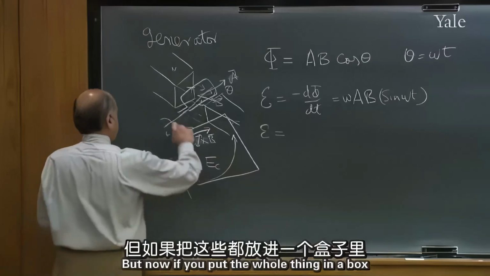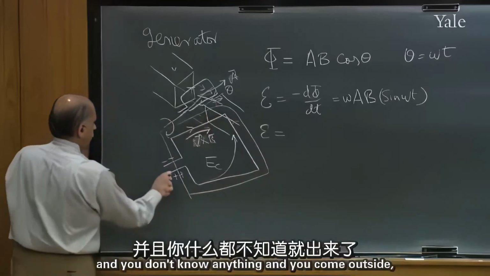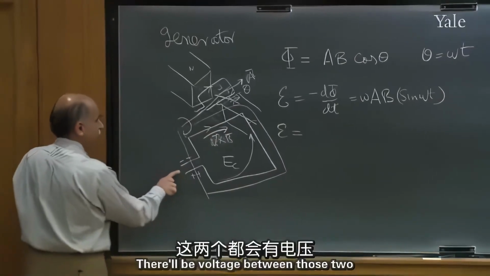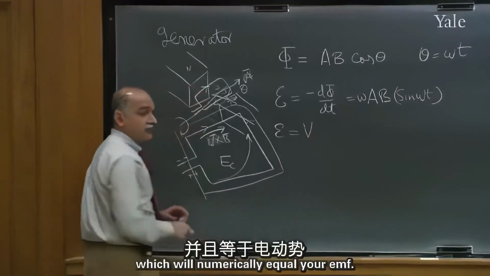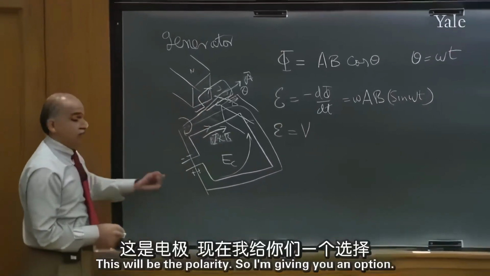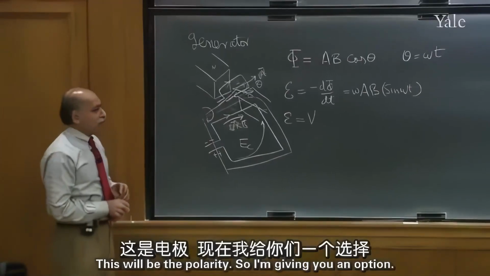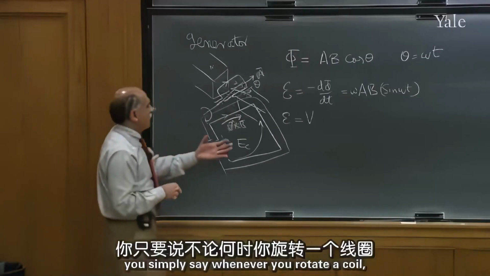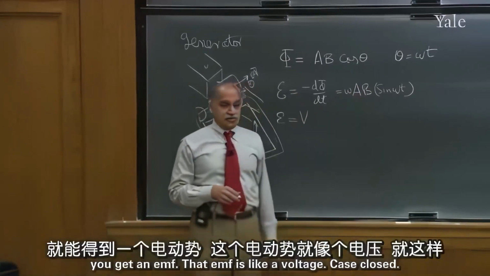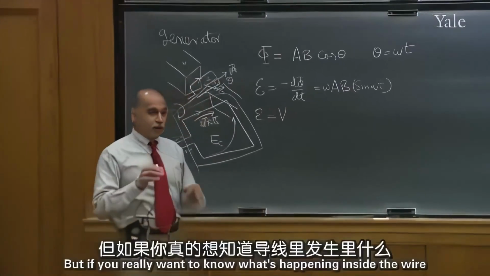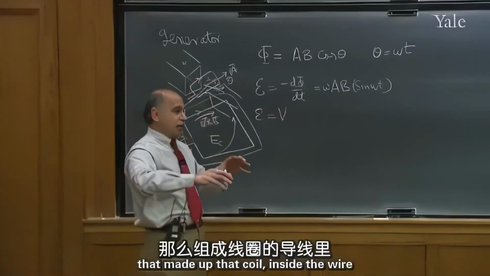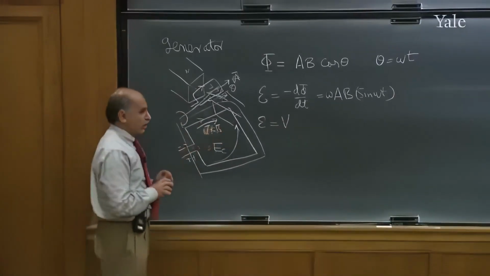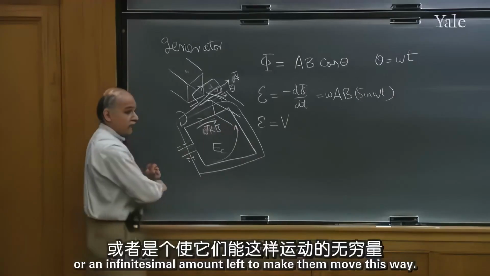But now, if you put the whole thing in a box and you don't know anything and you come outside, what you will find is this will be positively charged, this will be negatively charged, there will be voltage between these two, which will numerically equal your EMF. This will be that polarity. So I'm giving you an option. If you don't want to look under the hood, you simply say, whenever you rotate a coil, you get that EMF. That EMF is like a voltage. Case closed. But if you really want to know what's happening inside the wire that made up that coil, inside the wire, the net force on charges is actually zero, or an infinitesimal amount left to make them move this way.